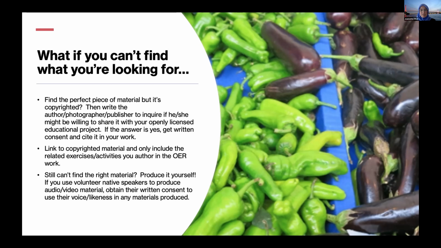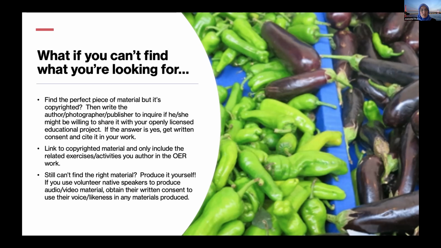If they say yes, then you get written consent and cite it in their work as having special permission to be shared. Another option is to link out to copyrighted material. That's generally not encouraged because it can involve problems for students with visual disabilities. The websites may not be as accessible as the work you've produced, but it's still an option.